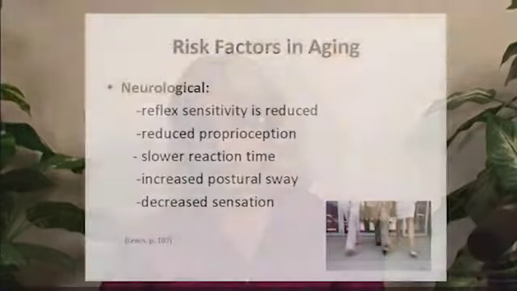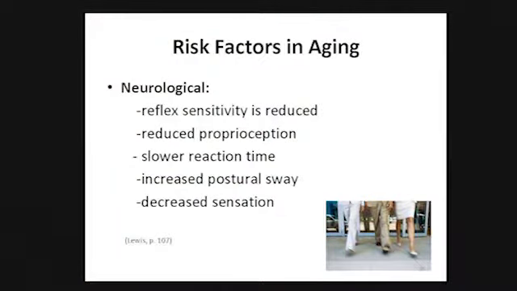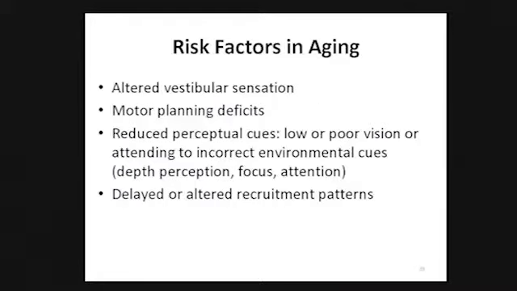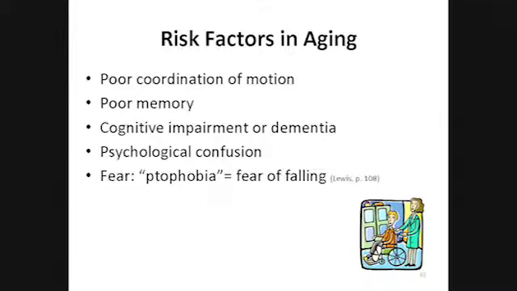Motor unit recruitment patterns are altered. We mentioned that the normal activation is from distal to proximal. Well, when we're older, it goes from proximal to distal. The parts farther away from your head, down in the ankles, respond more slowly. Motion is just not so coordinated anymore. That dance just does not look the same. And of course, how's the memory? How's the cognition? How many folks are suffering from dementia or cognitive impairment, psychological confusion? Think about all the drugs people are on, how confusing that could be. And with all this combined, they know things are changing, so they get fearful of falling. That's called tophobia. There's actually a name for that, fear of falling.